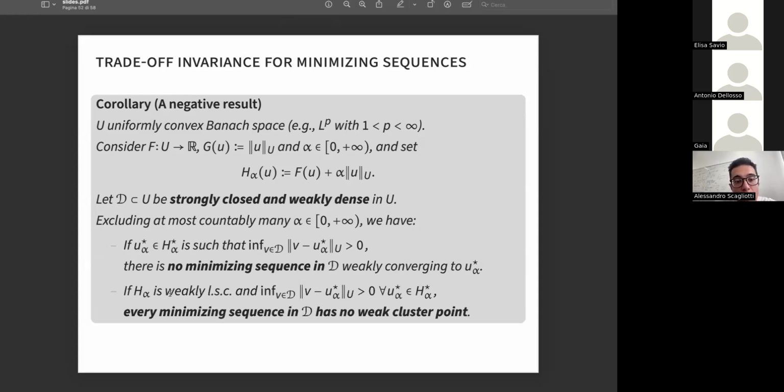minimizers. We cannot produce minimizing sequences by using elements coming from D. Moreover, if H alpha is weakly lower semi-continuous, and for every minimizer the distance of this minimizer from the set D is positive, then every minimizing sequence in D has no weak cluster point. It's really a negative result in this regard. A typical example, as I said before, is if we choose D to be the subset of LP functions which only take values almost everywhere in Z.